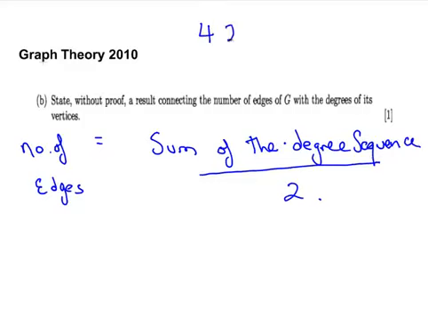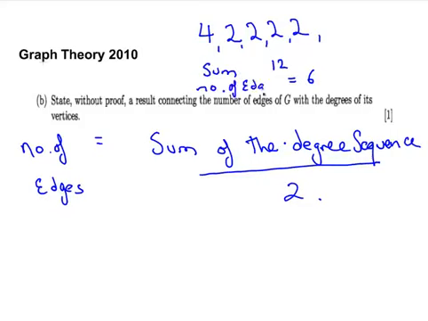Okay, so if there is a degree sequence of 4, 2, 2, 2, and one more 2, let's say. Suppose that is your degree sequence. That means the sum of the degree sequence is 12, and that means there are 6 edges. So, number of edges is the sum of the degree sequence divided by 2. So you don't have to prove it or anything like that.